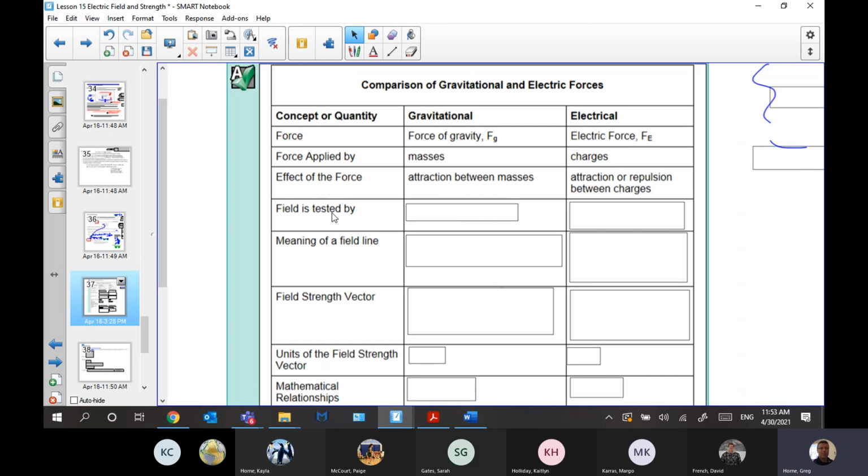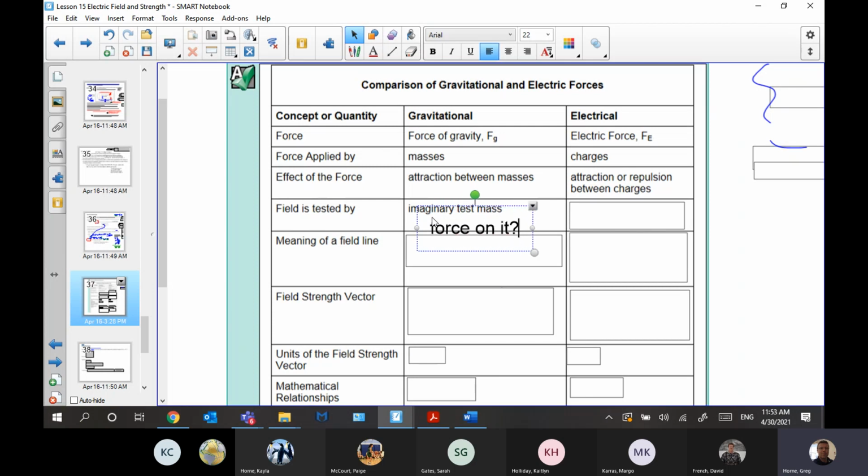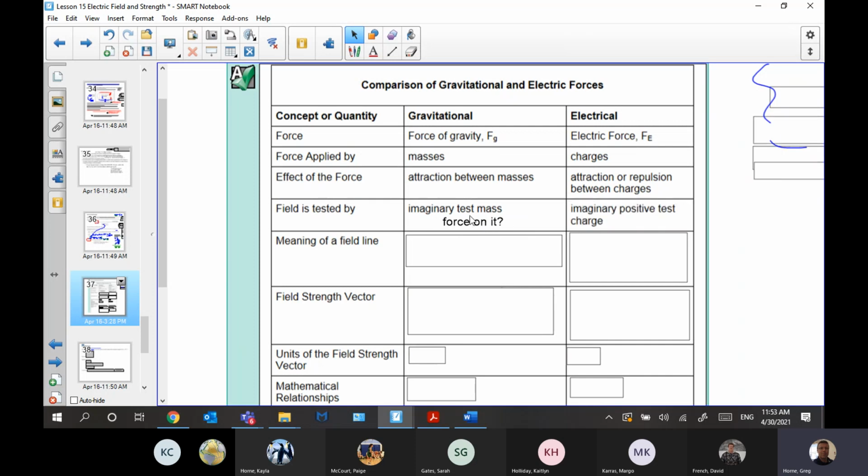Field. So if you have a field, you test it by seeing if there's a force on a mass, right? Is there a force on it? So you put a test mass somewhere and see if there's a force on it, and then in this one you'd put an imaginary positive test charge somewhere and see if there's a force on it. That's how you know if there's a field, right? See if there's a force on a charge.